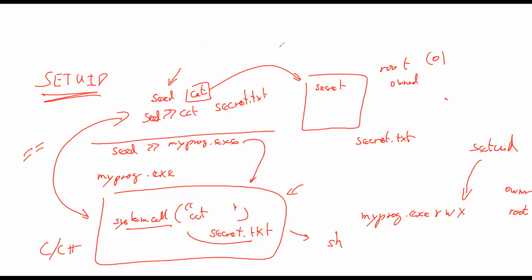And so here, the chmod 4755 of myprog.exe changes the execute from X to S. And by doing that, the program is now set UID, which means that seed can in fact run it. Okay, makes sense. Got it?